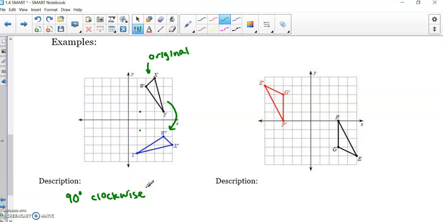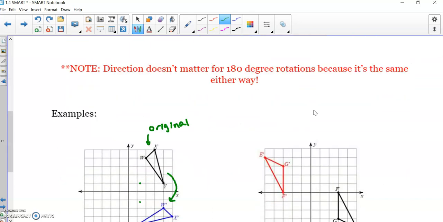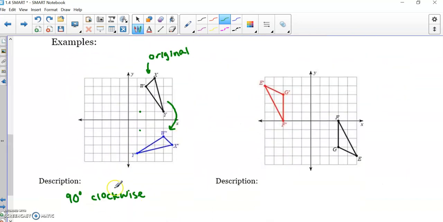Okay, and I'll add here too, just to remind you that clockwise means you move to the right and counterclockwise means you move to the left. So that would be our rotation. And keep in mind, we always rotate around this point right now for the sake of simplicity. So this point is 0, 0. So we're going to say 90 degrees clockwise around 0, 0. Okay, let's do one more.